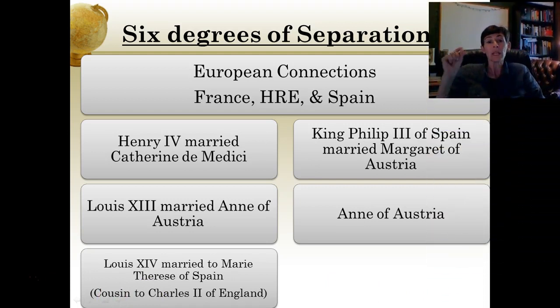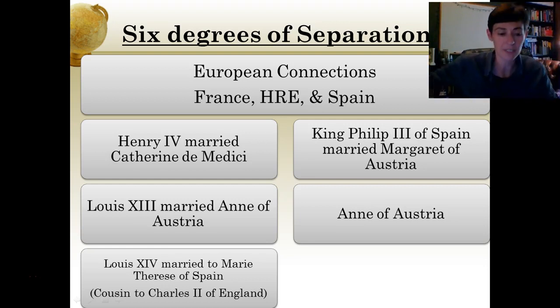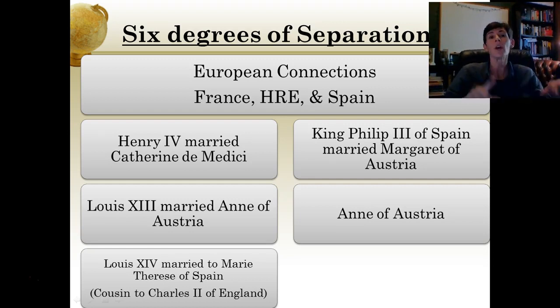All right. So 6 degrees of separation. I use this as a title just to show you how actually connected Europe was during this time. So there are European connections between France, the Holy Roman Empire, and Spain. All right. So Henry IV married Catherine de' Medici, right? And then King Philip of Spain married Margaret of Austria. Okay, so you start to see the connections. And they produced Anne of Austria.